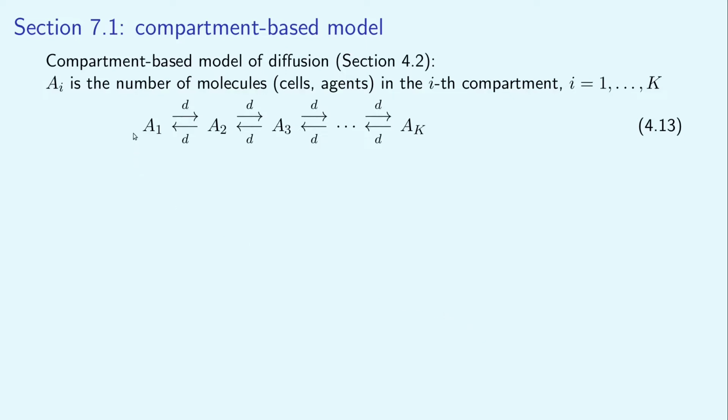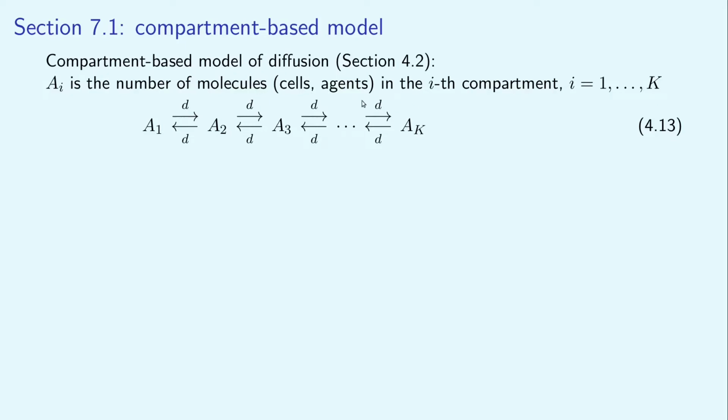The compartment-based model of diffusion was introduced in section 4.2, where we denoted by A_i the number of molecules in the ith compartment and modeled diffusion as this chain of chemical reactions. In applications, the modeled particles do not have to be molecules, but also larger objects, like whole cells, when modeling behavior of unicellular organisms, like bacteria in section 7.3, or in some applications, we call them agents when the diffusion advection model is formulated as an agent-based model.